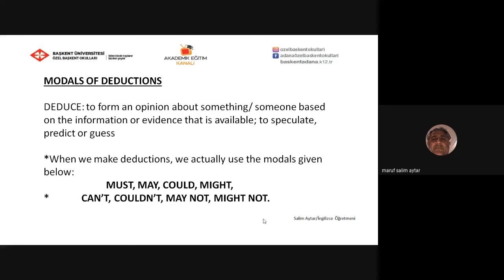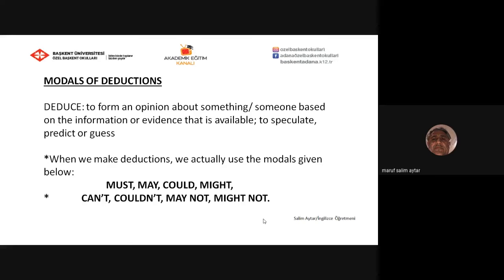Now I am going to talk about modals of deductions. But first of all, I need to tell you what deductions is. Actually, it is like speculations or predictions or guesses.